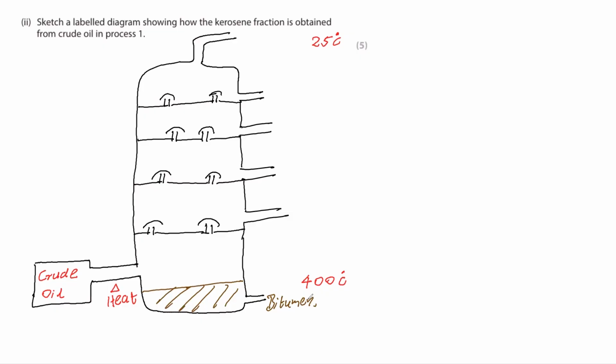So then we can get different parts, but I'll use separate ones. There's another one called fuel oil. Fuel oil, we use as a fuel for ships. Then we will get diesel.